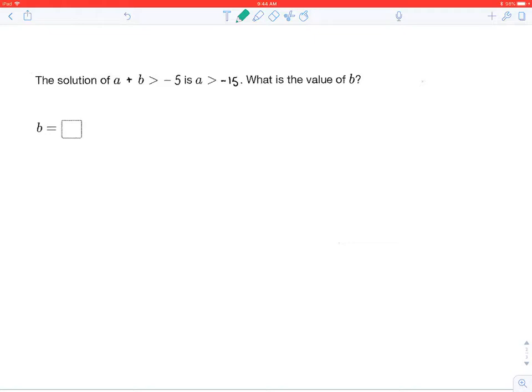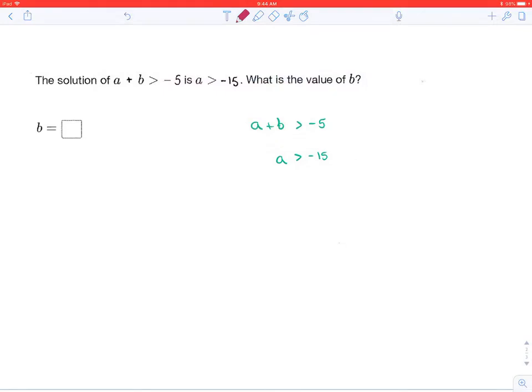All right, so we are given this inequality, and we're told that the solution to this original inequality of a plus b is greater than -5 has a solution of a is greater than -15. So notice the way that's written. The solution of this value is this value. So this is the answer to that original inequality, is what the question is telling us. What is the value of b?